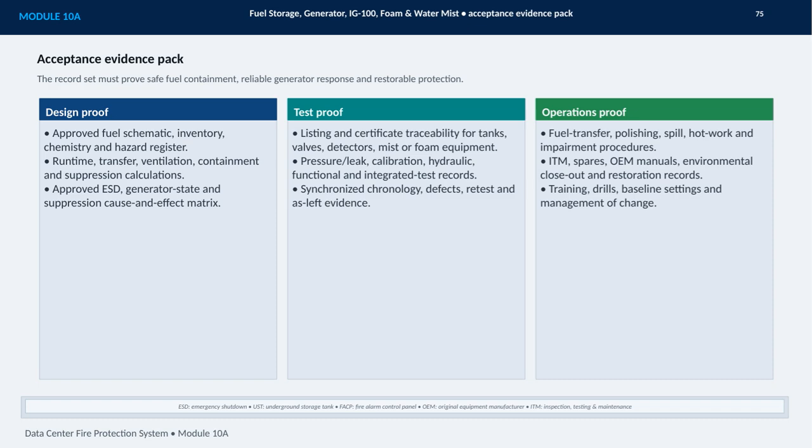Test proof then confirms that the installed equipment matches its listings and certificates, and that pressure, leakage, calibration, hydraulic, functional, and integrated tests were completed. The chronology should be synchronized, with defects, retesting, and final as-left conditions clearly documented. Finally, operations proof shows that the systems can be managed over time. It includes transfer, spill, hot work, impairment, and inspection procedures, along with spare parts, OEM manuals, environmental closeout, restoration records, training, drills, baseline settings, and management of change documentation. Together, these three evidence streams provide a defensible record of safety, performance, and readiness.